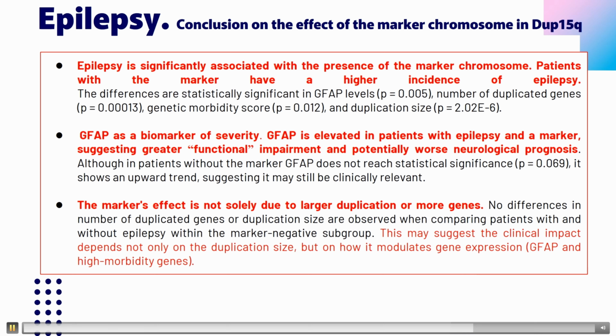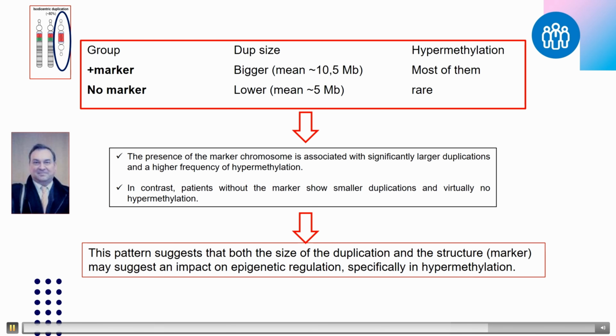The marker's effect is not solely due to larger duplication or more genes. This may suggest that the clinical impact depends not only on the duplication size, but on how it modulates gene expression. That means we checked the methylation pattern in the presence of the marker, and you see that most of the cases with the marker are hypermethylated, and methylation alteration is rare without the marker. So the presence of the marker chromosome is associated with significantly larger duplication and higher frequency of hypermethylation.